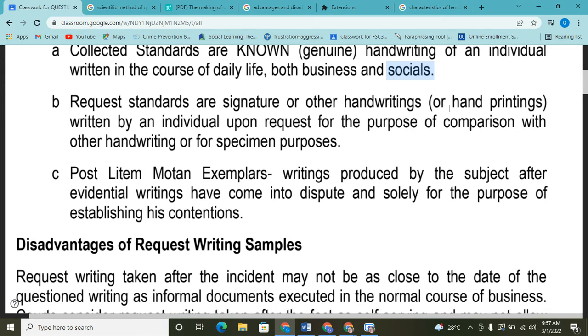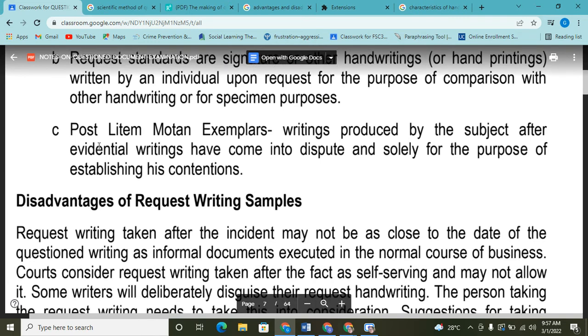So, as you said earlier, it depends on the need to have requested or formal exemplars. But if it is not needed, normally the expert will not resort to this. Only if the need arises.